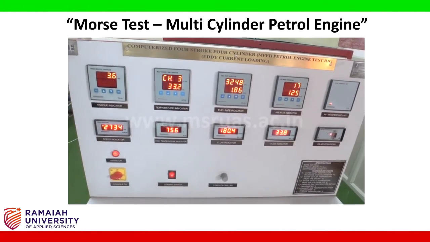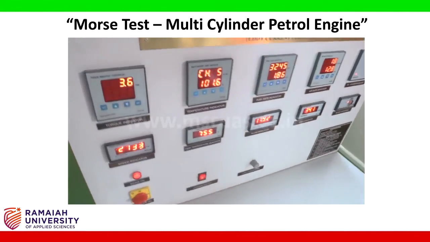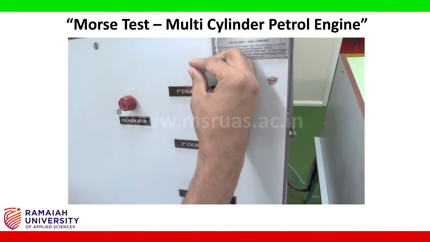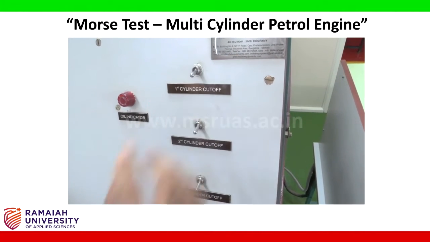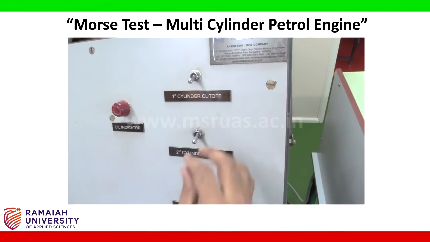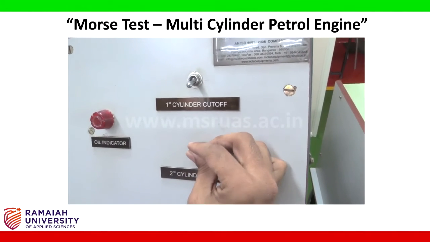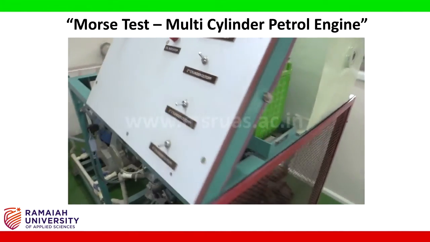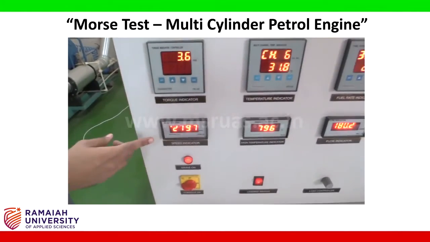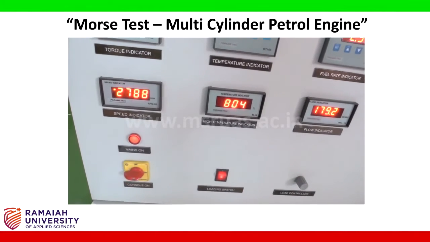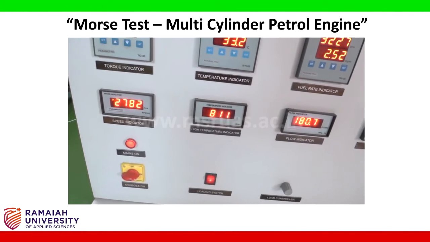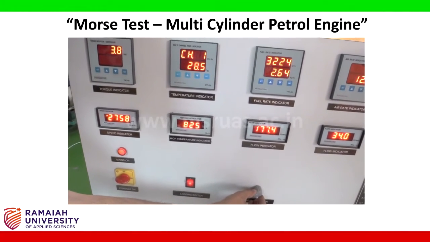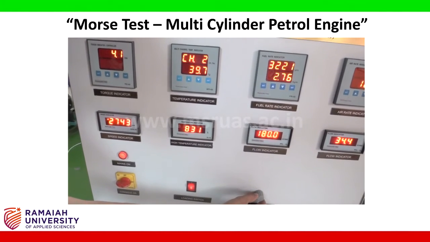To continue the experiment and determine the performance of the second cylinder, first you have to enable the first cylinder, then wait a few seconds, then cut off the second cylinder here. Now once again check back here in the control panel. In this case, the RPM of the engine has increased. So for that purpose, you have to increase the load here to reduce the RPM of the engine.